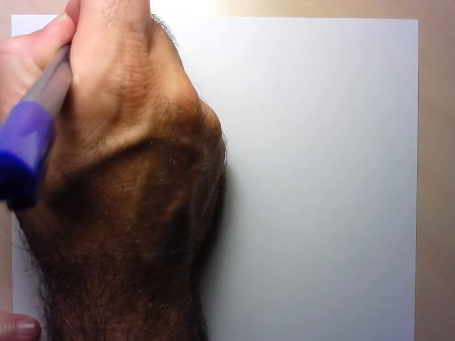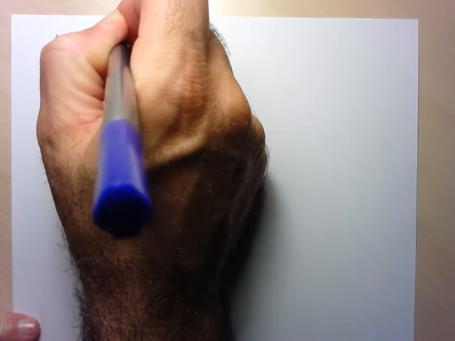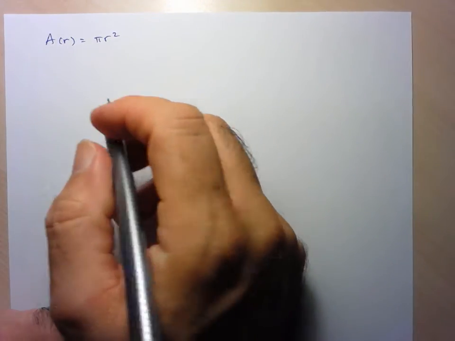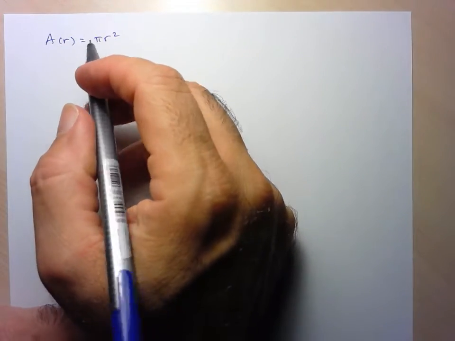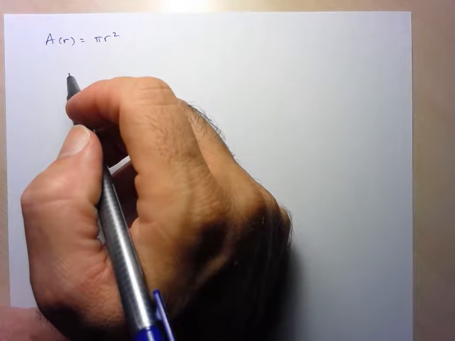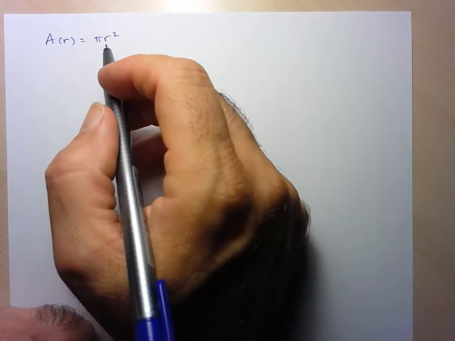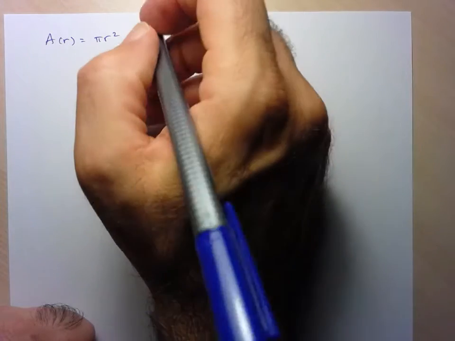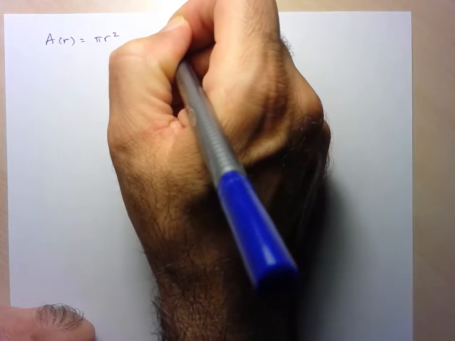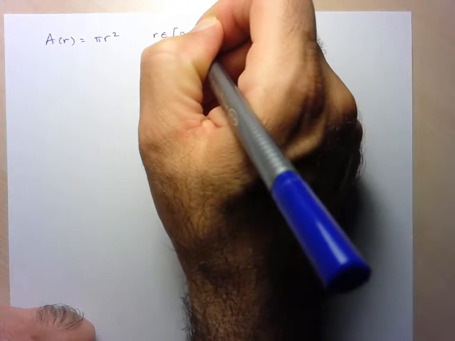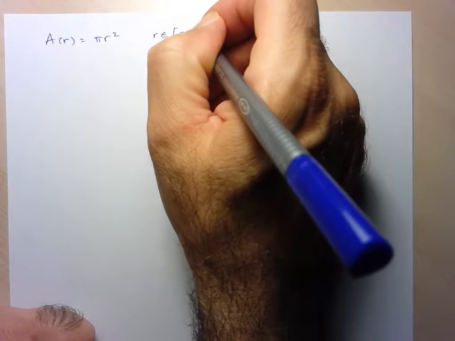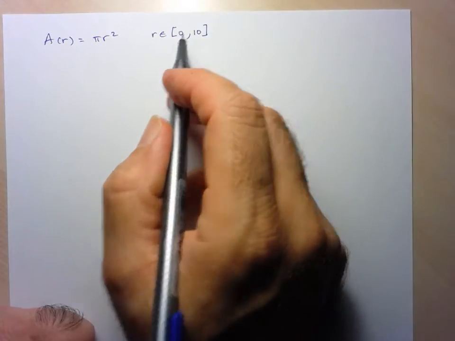Alright, so let's start by writing out the function. So we have A(r) = πr². So here, if I just write this function as is, the assumption is that there's no restrictions on the domain. Although one could say that there's a natural restriction that the radius can never be 0. But they've gone a little further than that. They've actually specified that we're only interested in radii between 0 and 10, including both of the endpoints.